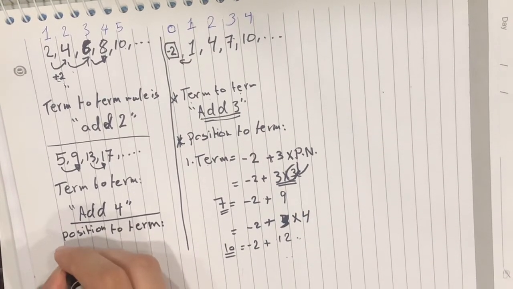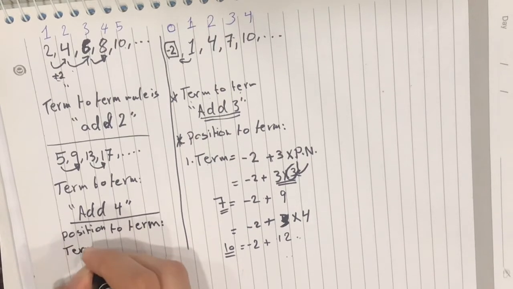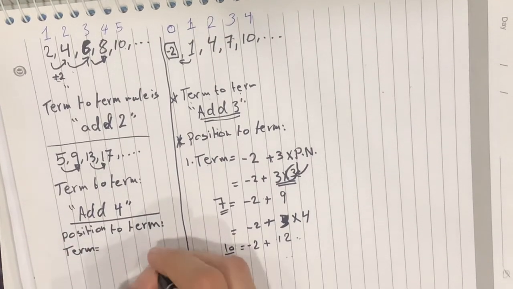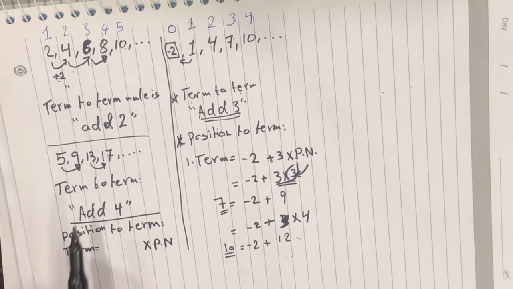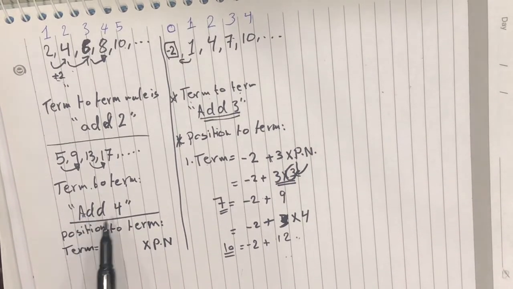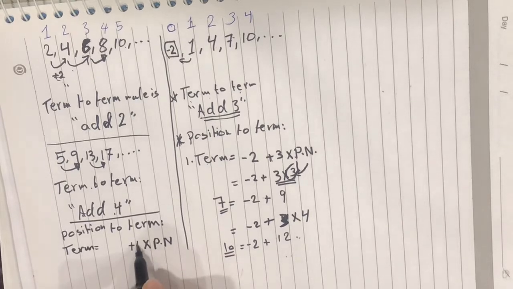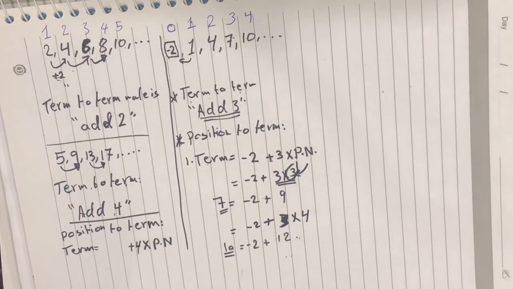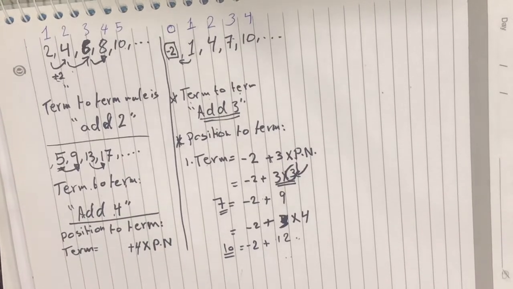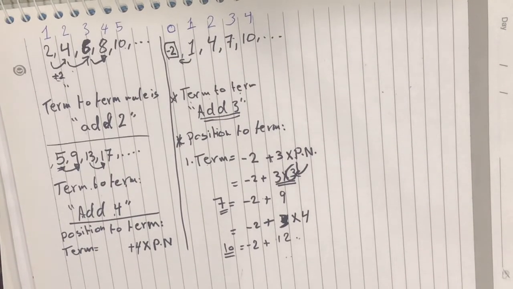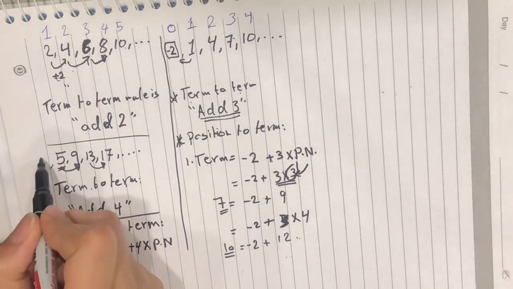First of all, I write term equals position number times. What is the term to term rule? It says add 4, so I write plus 4. Then I need to find my 0 term, the number that comes before the first term. The first term is 5. The number that comes before it, its 0 term, will be in this sequence 1.